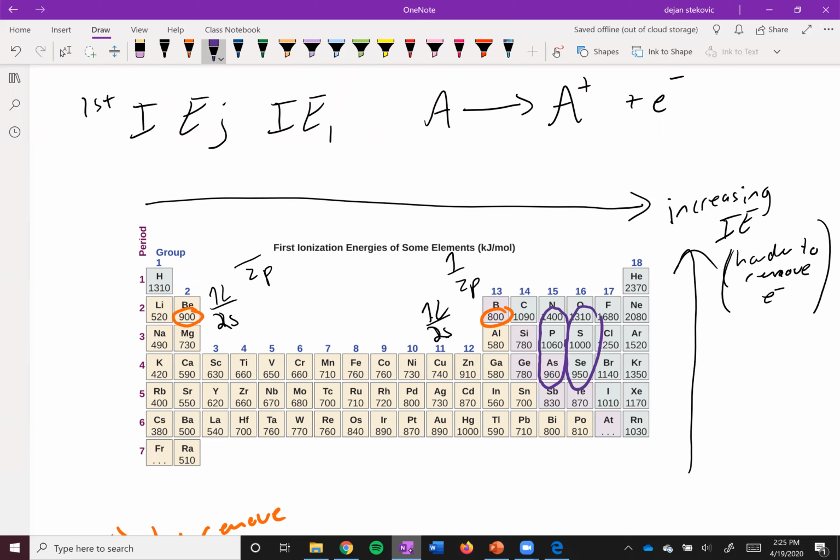You see this is an exception as well. If you think about what's happening here in the p orbitals, in order to go from kind of left to right, you've got to start pairing them. And doing so, you have electron-electron repulsions, and so this number isn't exactly what you would expect it to be.